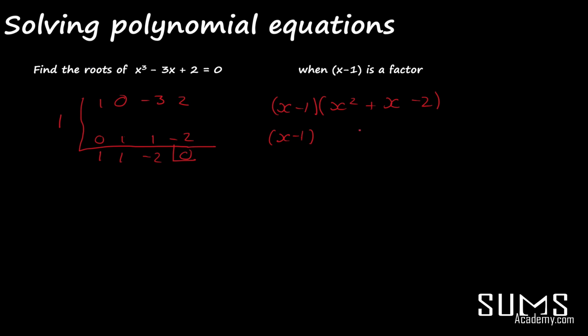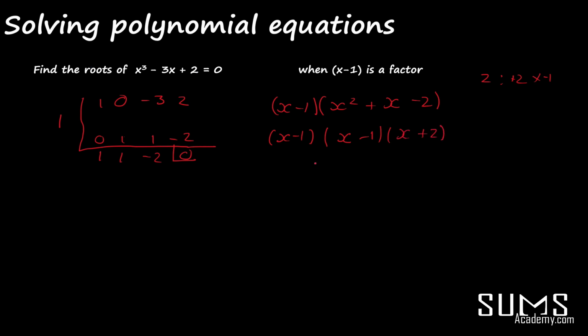So we need to think what's going to multiply together to make minus 2 and add up together to make 1. So its factors are 2 and 1, so it's going to be negative 2 and positive 1. Sorry, I got that the wrong way around, plus 2 and negative 1. Okay, so it's x minus 1, x plus 2.